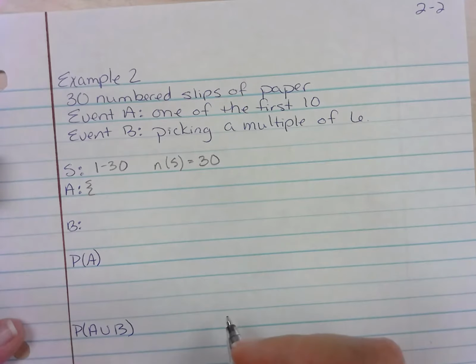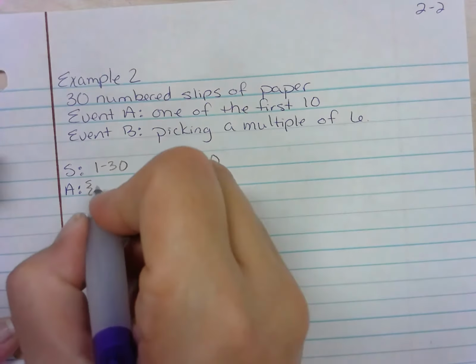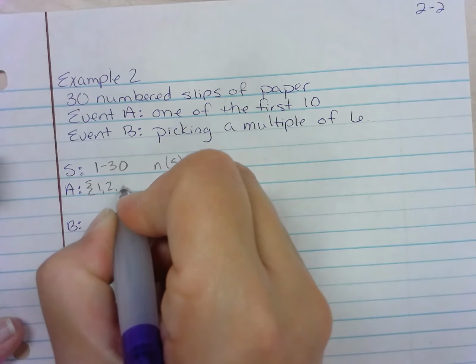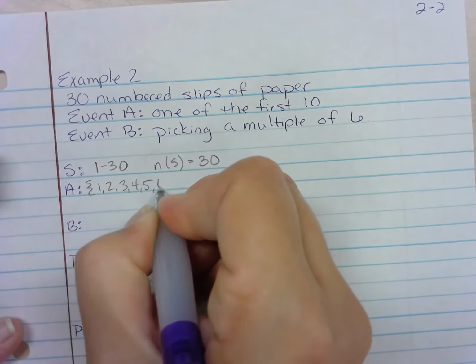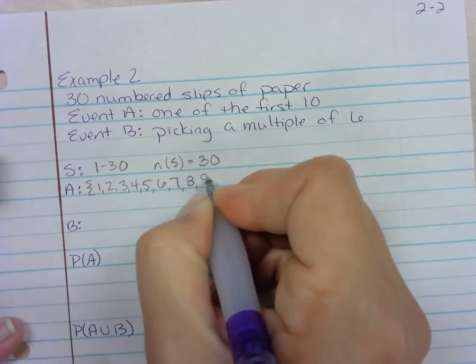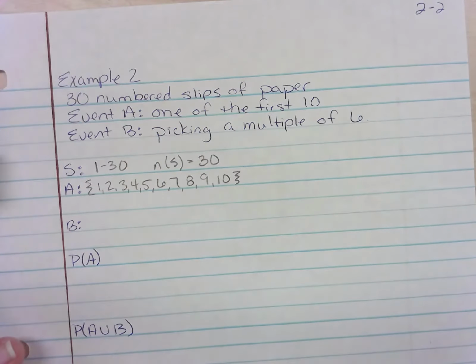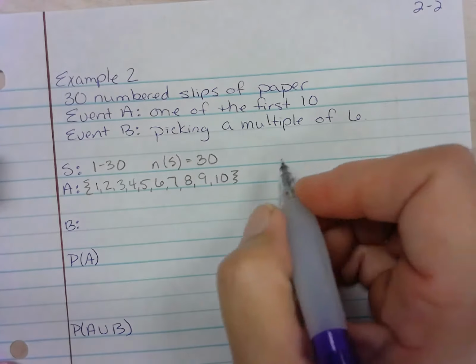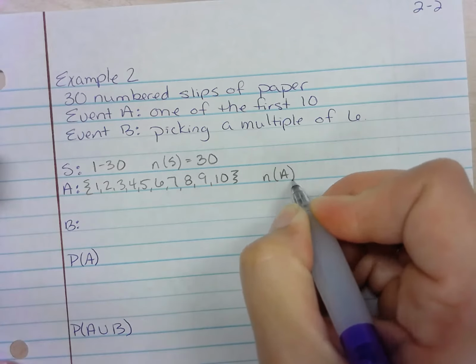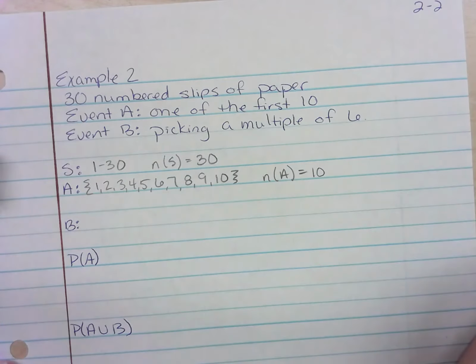Event A is being one of the first 10 students. Well, that's anywhere from 1 to 10. So 1, 2, 3, 4, 5, 6, 7, 8, 9, 10. Now I am writing this set out because it's a small set. It's only 10 numbers. And here in a minute we're going to want to look at the union and the intersection of event A and event B. If we can see all of the elements in each event, it makes it a lot easier to determine what they share and what they don't share. So the number of elements in event A is 10 because we numbered 1 to 10.